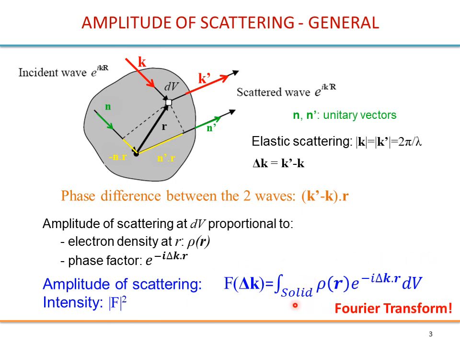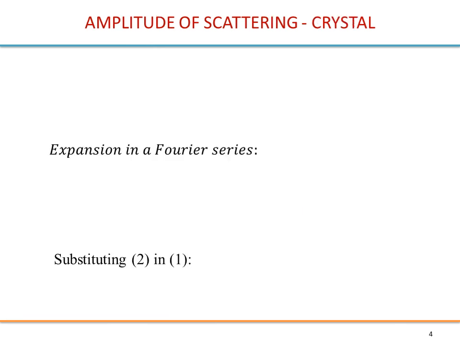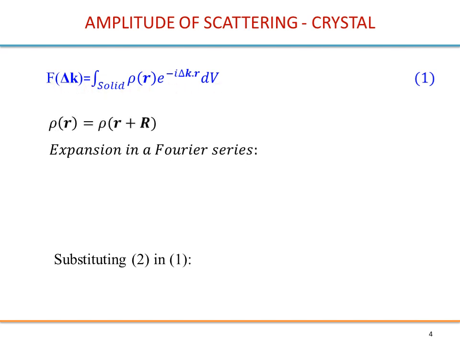Okay, so we start with this function, which is true for a general solid. At this stage we have not introduced the fact that we are dealing with crystals. So any object will diffract following this equation. So now let's look at crystals. So we have our equation here. We have a crystal, therefore the electron density is periodic. And this capital R here is any lattice vector.